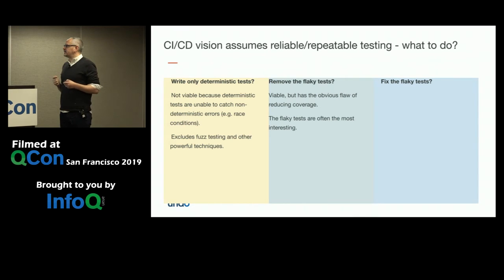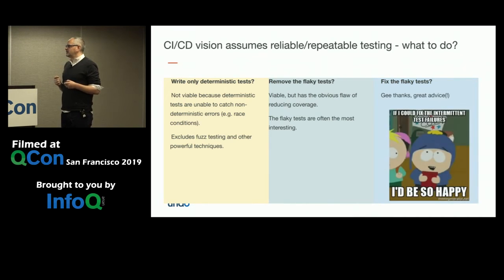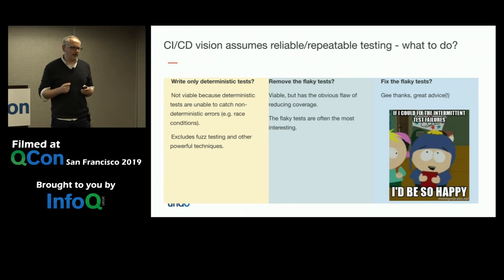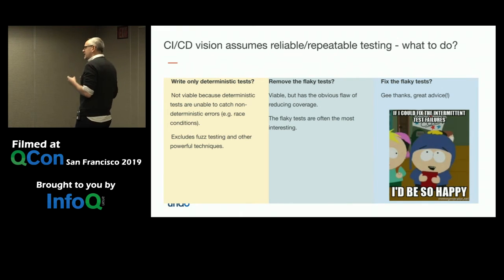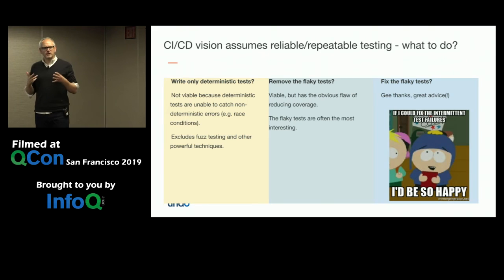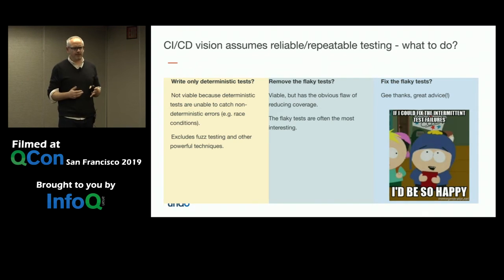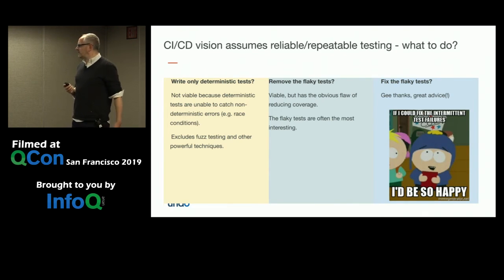So we've got to fix the flaky tests, right? And yeah, ultimately you do. If you want to get the benefits, the productivity and quality benefits of CI, you've got to fix those flaky tests. So we need more efficient, more effective ways to do that.